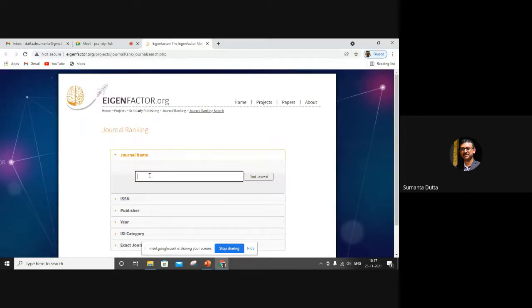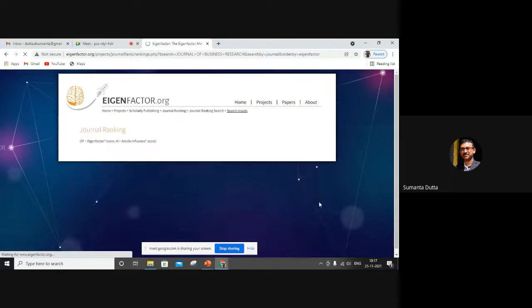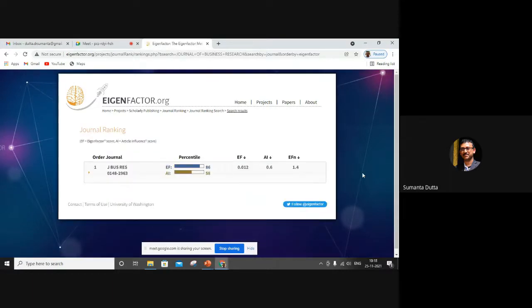So you can write here the name of the particular journal. Suppose I am writing Journal of Business Research. I'm writing the name, now find the journal. See, here it gives two things. One, it gives the Eigenfactor score, EF score, 0.012. It also gives the AI score, the article influence score.